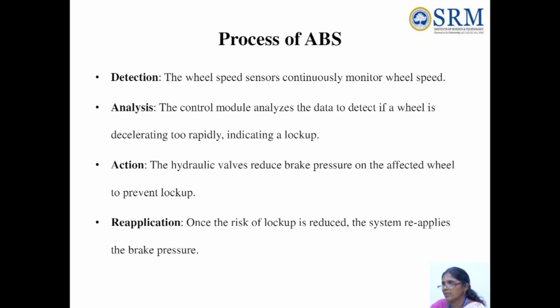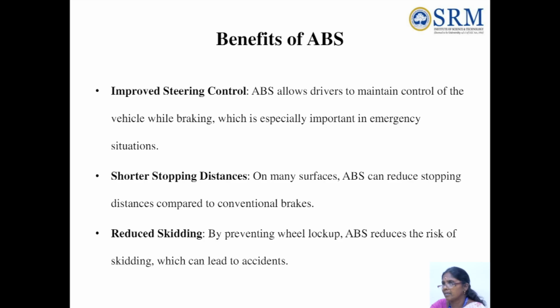Analysis: the control module analyzes the data to detect if a wheel is decelerating too rapidly, indicating a lockup. Action: the hydraulic valve reduces the brake pressure on the affected wheel to prevent the lockup. Reapplication: once the risk of lockup is reduced, the system reapplies the brake pressure. Benefits of the anti-lock braking system: improved steering control. ABS allows the driver to maintain control of the vehicle while braking, which is especially important in emergency situations.